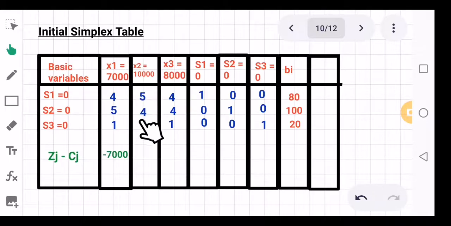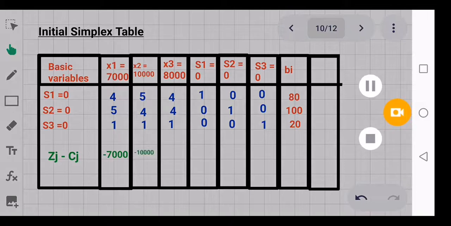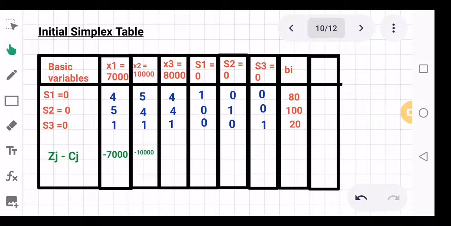Similarly for these values we need to find the zj minus cj. Zj will be 5 into 0, that is 0, plus 4 into 0, that is 0, plus 1 into 0, that is 0, minus cj, that is 10,000. So here you will get minus 10,000. That's how I got minus 10,000 here.